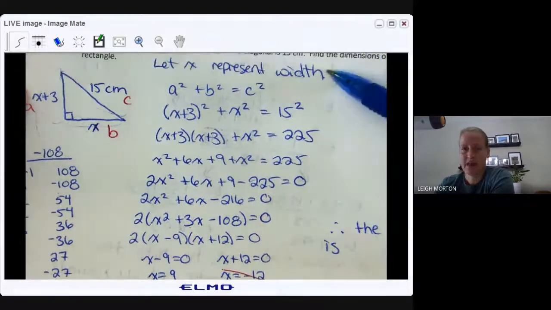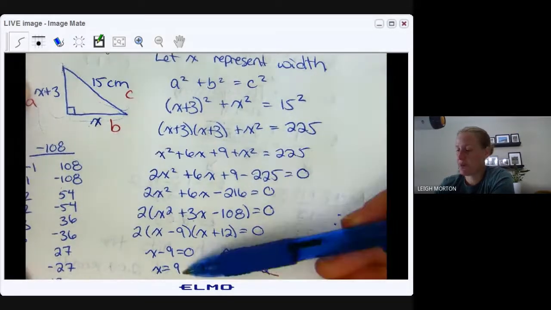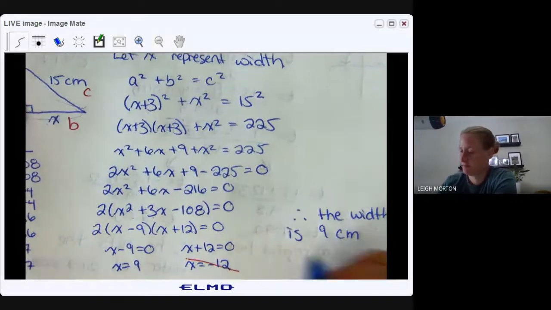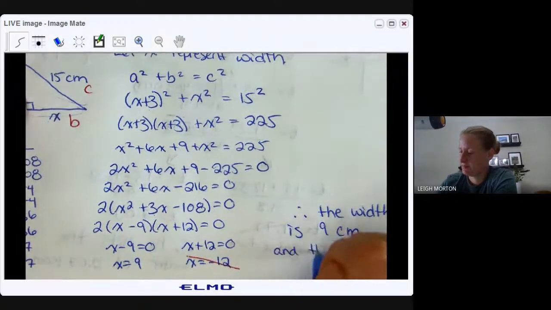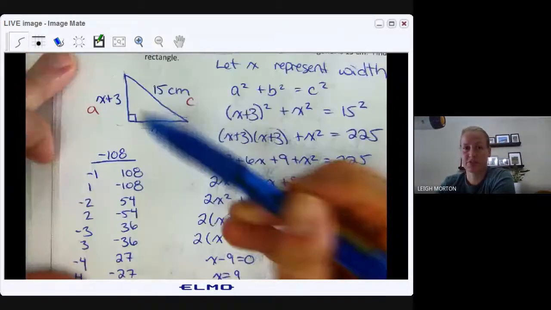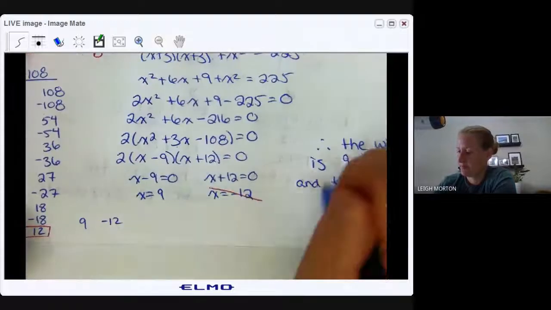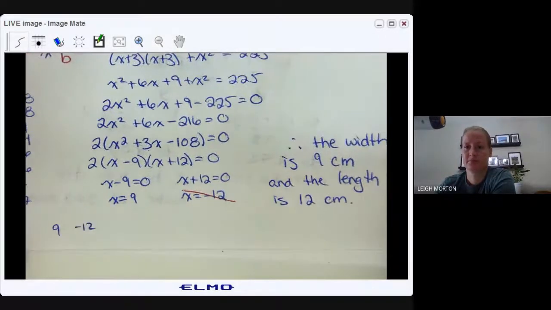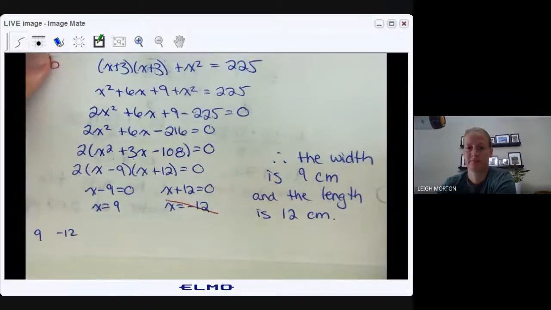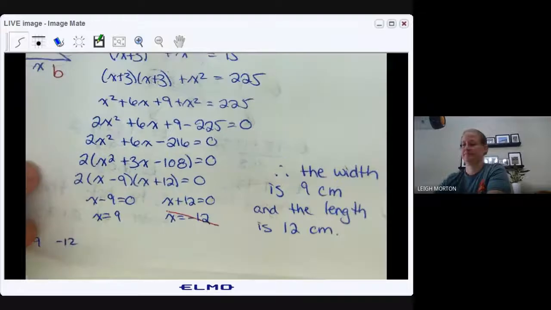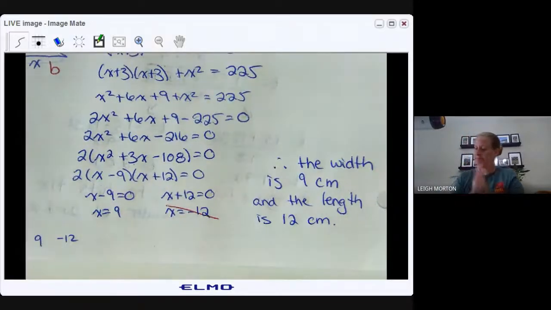Now we said that x represents width. So that means the width is 9 centimeters. And the length is x plus 3, so it's 12 centimeters. And we're done that one. We're going to do one more.